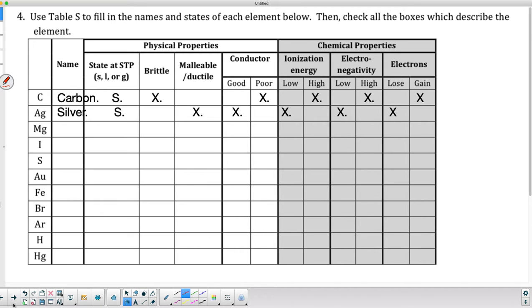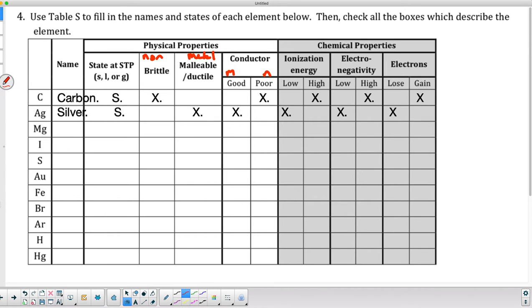Is it brittle? Is it malleable or ductile? Is it a good or a bad conductor? So basically we're talking about whether it's a solid, liquid, or gas at STP. But if it's brittle, that means we're talking about a non-metal. If it's malleable, that's a metal property. If it's a good conductor, it's a metal. If it's a poor conductor, it's a non-metal.